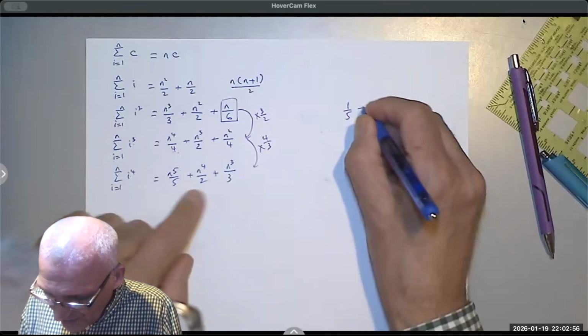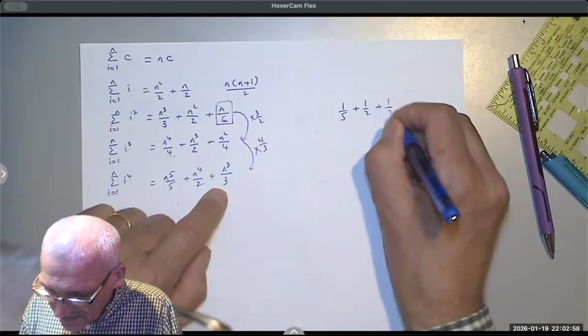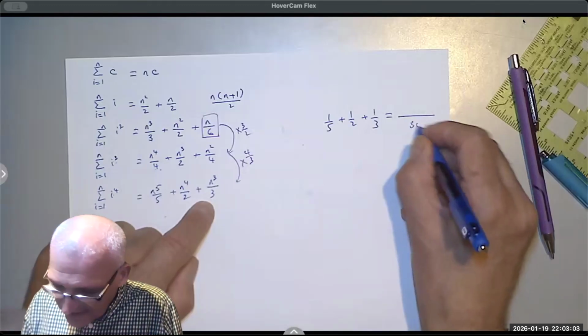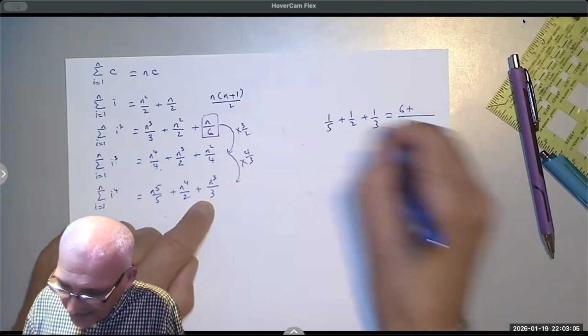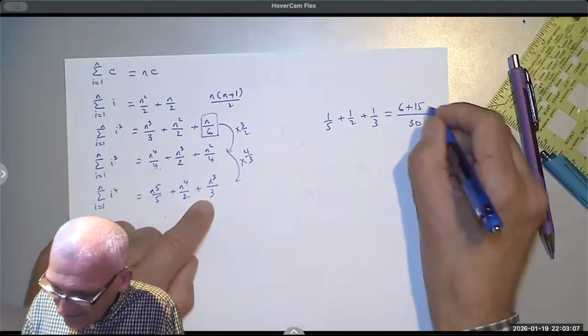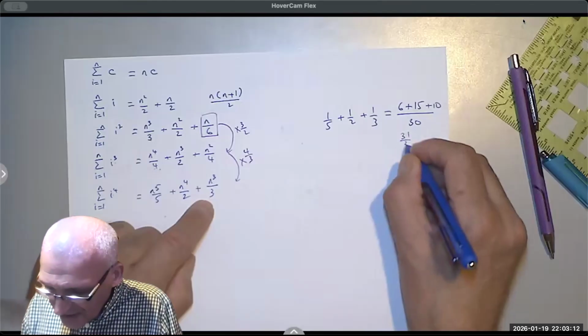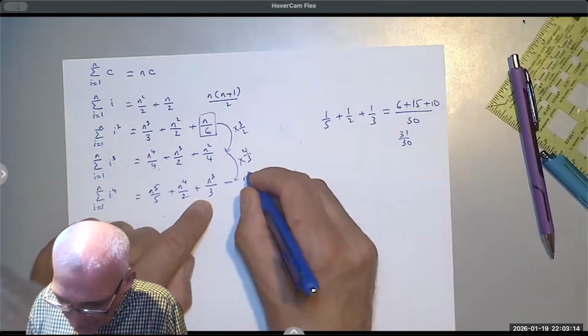1/5 plus 1/2 plus 1/3 equals what? The LCM is 30. Divided by 5 is 6. Divided by 2 is 15. Divided by 3 is 10. They add up to 31 over 30. So I have to subtract n squared over 30.